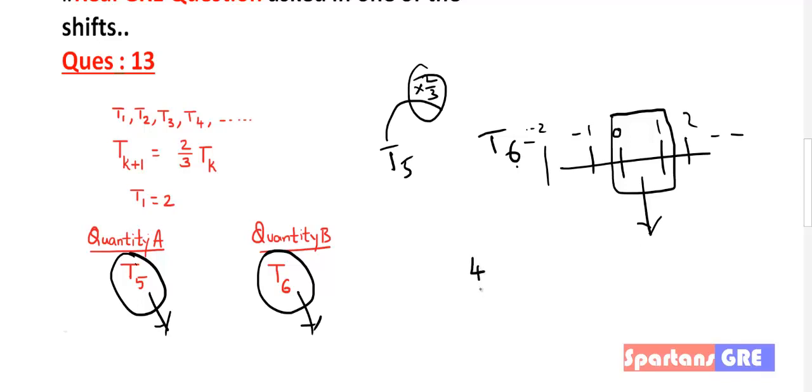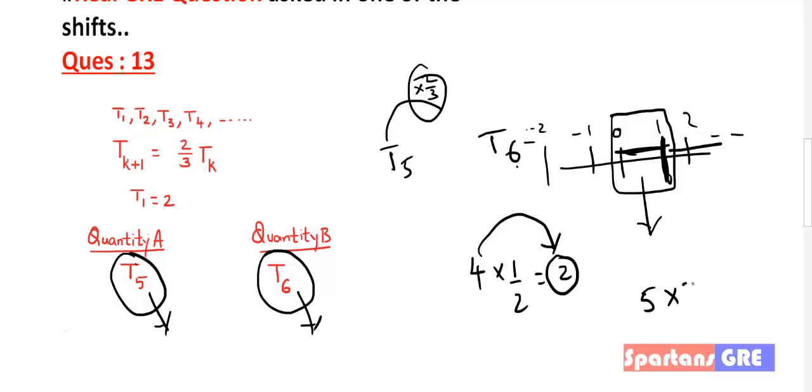Example, suppose 4 is there. If I am multiplying 4 with any number between 0 and 1, I will take 0.5, which is 1 by 2. So the final value will become 2. That means 4 is decreased to 2. Suppose I have 5 and I want to multiply with some number. If I take a number greater than 1, I can take 1.5, right? It will be 3 by 2. Then the value will increase, right? 5 is becoming 7.5. So any number multiplied by a number between 0 and 1, its final value will decrease.